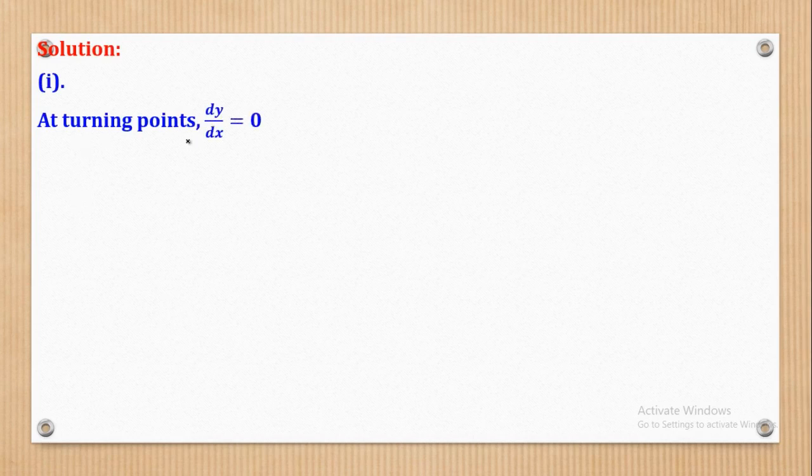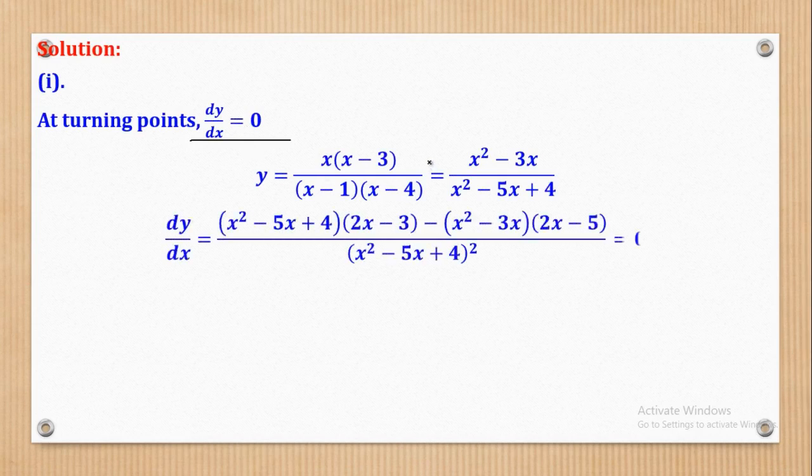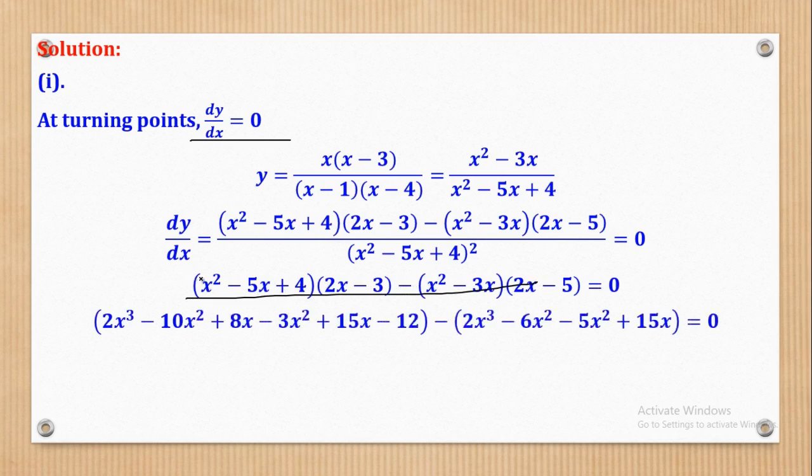So at turning points, you already know that dy/dx is equal to 0. So come and get your y and differentiate it using the quotient formula. I believe by now you have mastered the trick behind the quotient formula. So when I differentiate, I come up with that and equate to 0. Cross multiply, it implies that the numerator is equal to 0. Expand the numerator to come up with that.